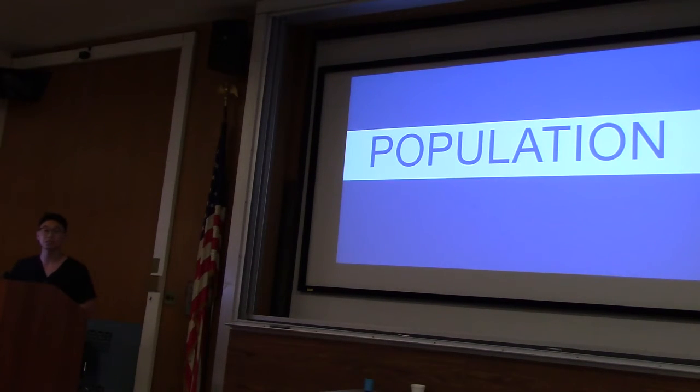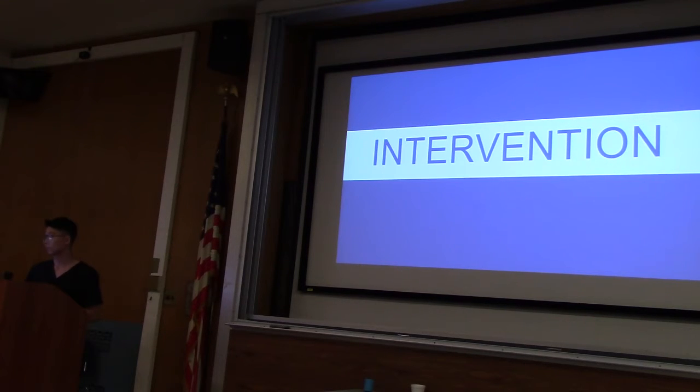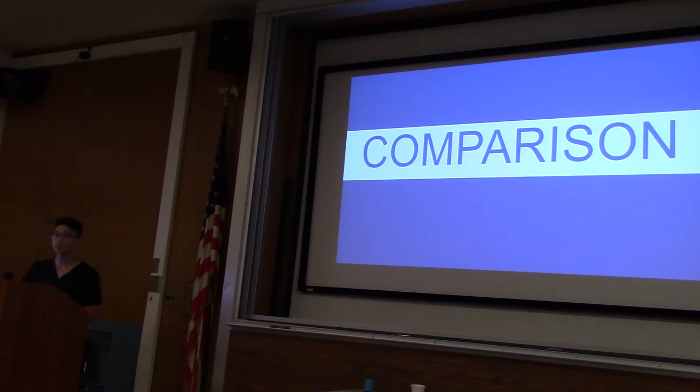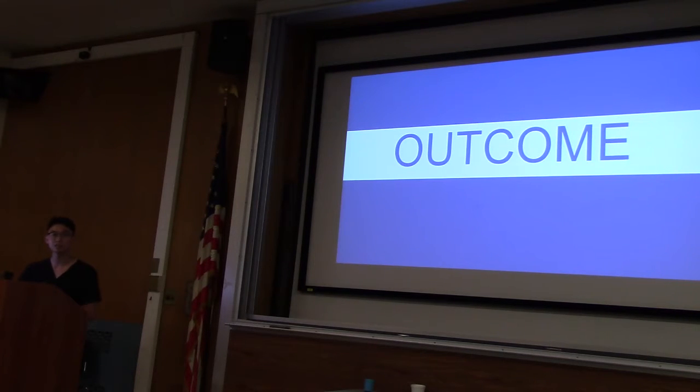So, starting with population, this is what age group you're looking at, the gender, their comorbidities, all of that, right? The intervention could be a treatment, it could be a diagnostic test, it could be a physical exam finding. Comparison: placebo, sometimes there's no comparison. Sometimes it's a gold standard test like biopsy or something like that. And outcome is obviously things like mortality, modified Rankin scale, patient satisfaction, things like that.